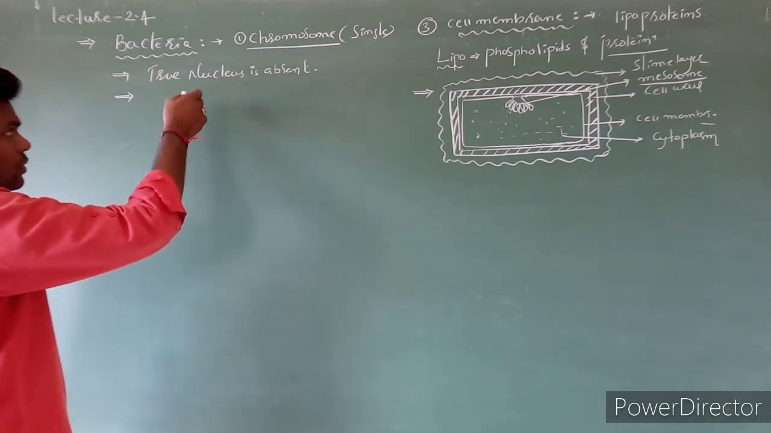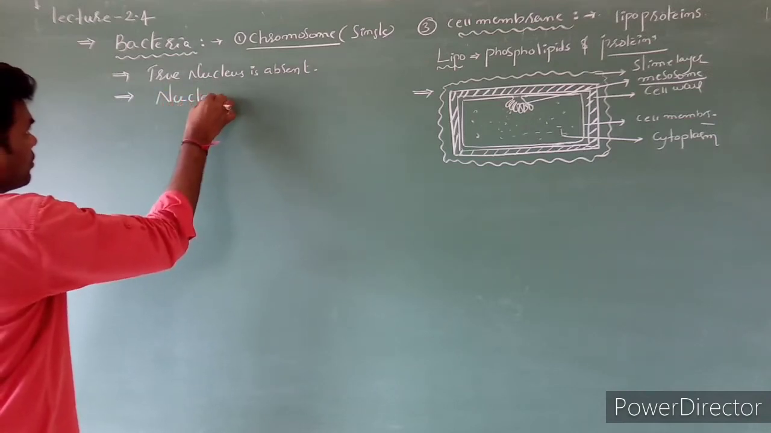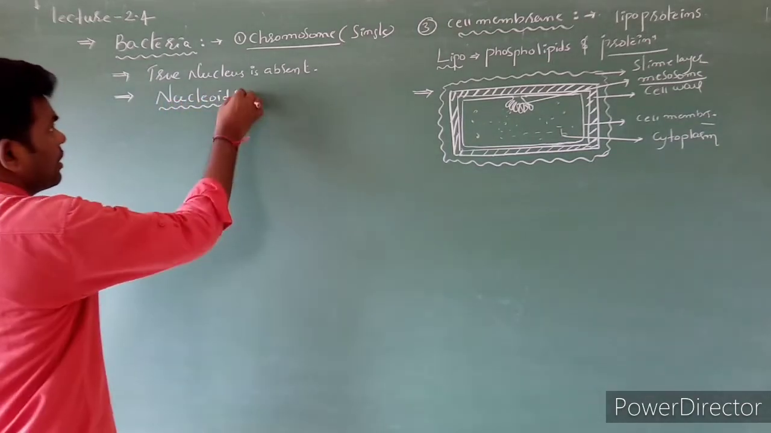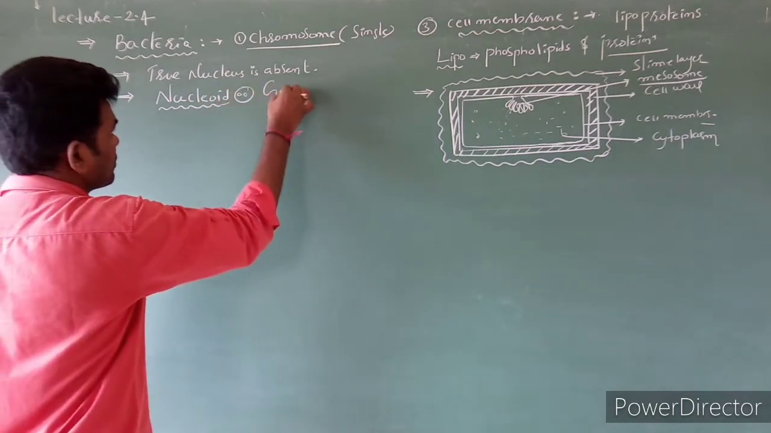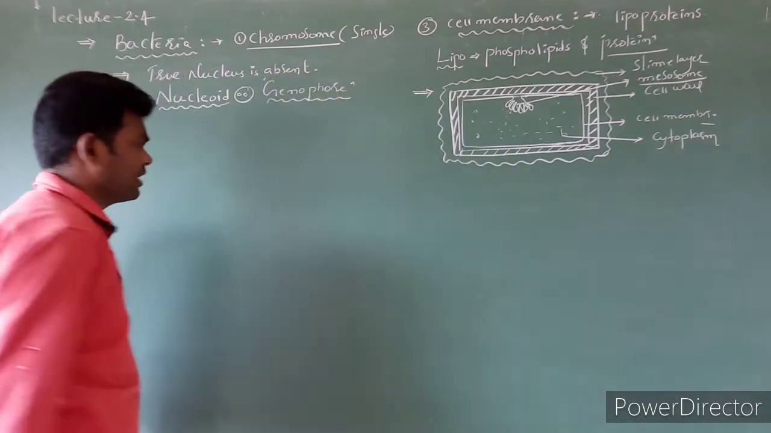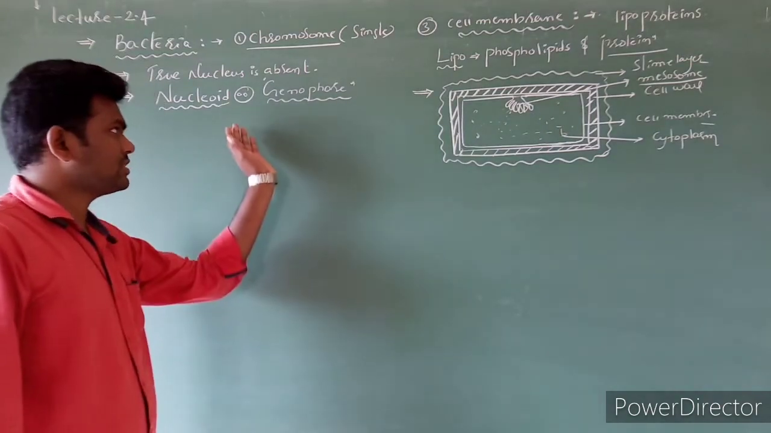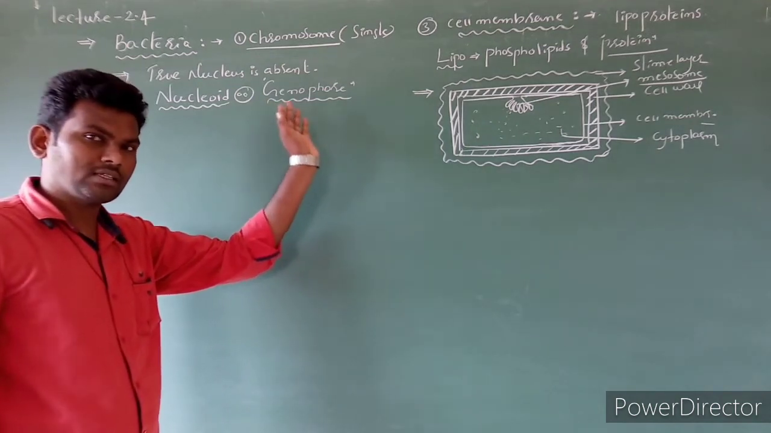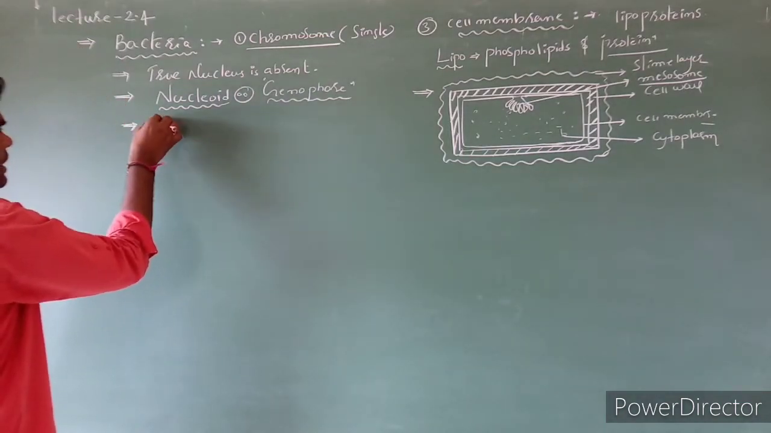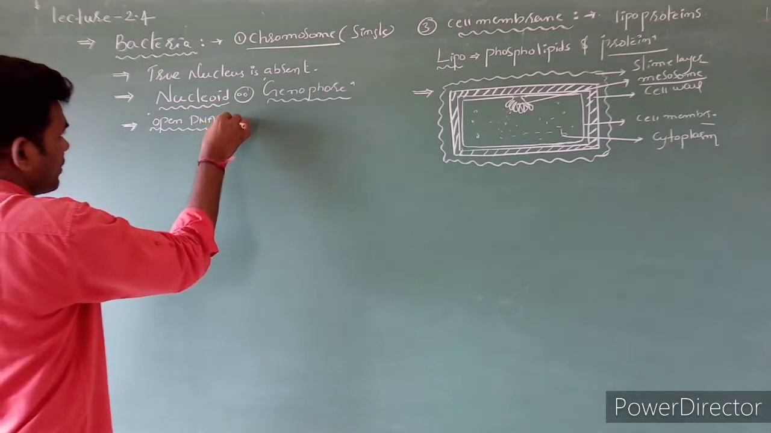The location where the chromosome is present in the cytoplasm is called the nucleoid. It is also called genophore, and it is also called incipient nucleus. The concept is very clear here: a true nucleus is absent. So that's why you can call it open DNA or naked DNA.